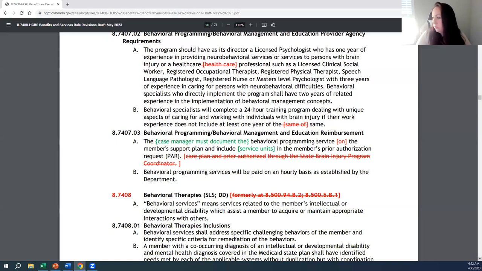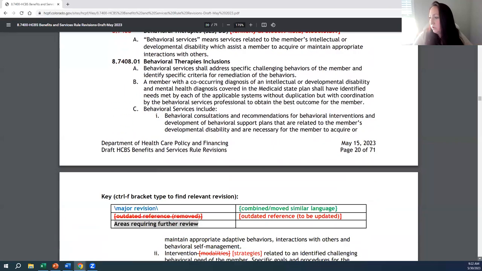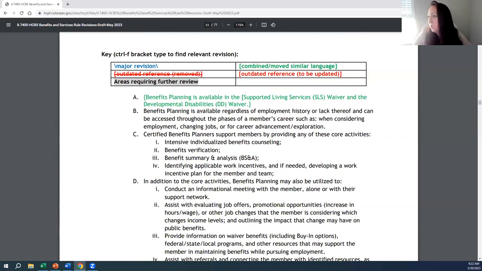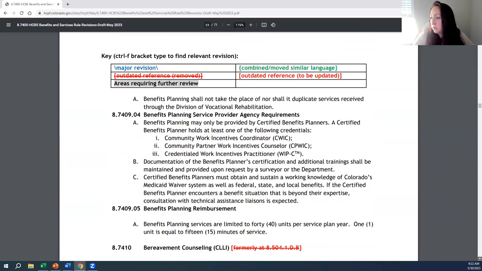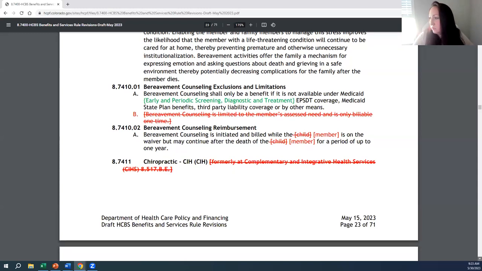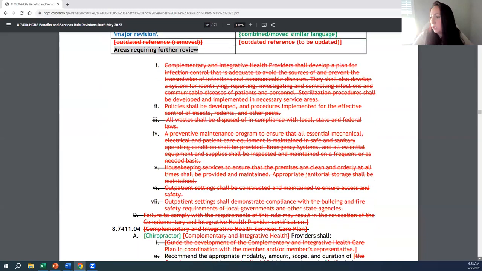Okay. All right, here, that is again just a little bit of those language changes in the green. Nothing really there. In here under A, we have benefits planning is available in the supported living service waiver and the developmental disability waiver. And then for bereavement and counseling exclusions and limitations, we've added in the early and periodic screening, diagnosis, and treatment. And then here's just a lot of those language changes and redlining again.